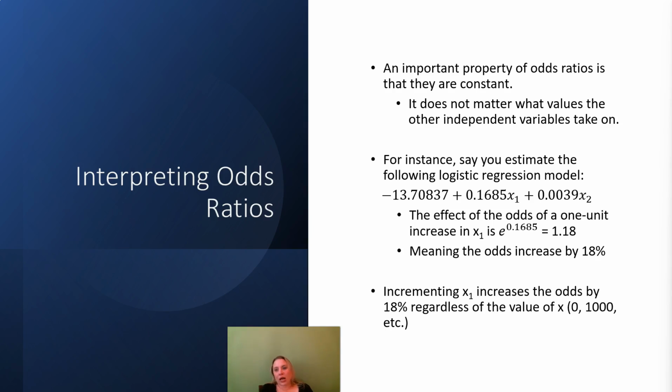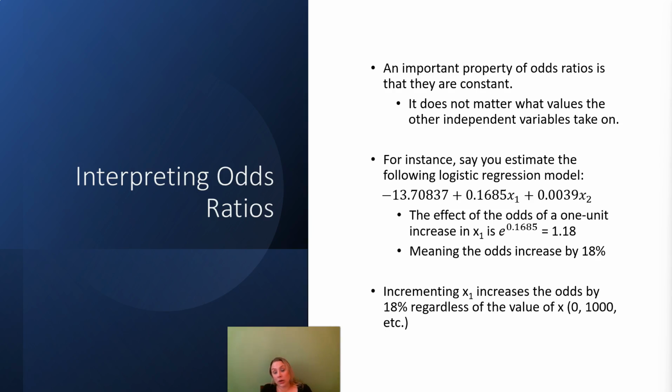An important property of our odds ratios is that they're constant, and so it doesn't matter what values the other independent variables take on. So for example, say you estimate the following logistic regression and you come up with negative 13.708 as your intercept, and then we have a positive 0.1685 x1 plus 0.0039 x2. Okay, so the effect on the odds of a 1 unit increase in x1 is going to be the exponent of the coefficient, which in this case is 1.18. And so what that means is that the odds increase by 18%.